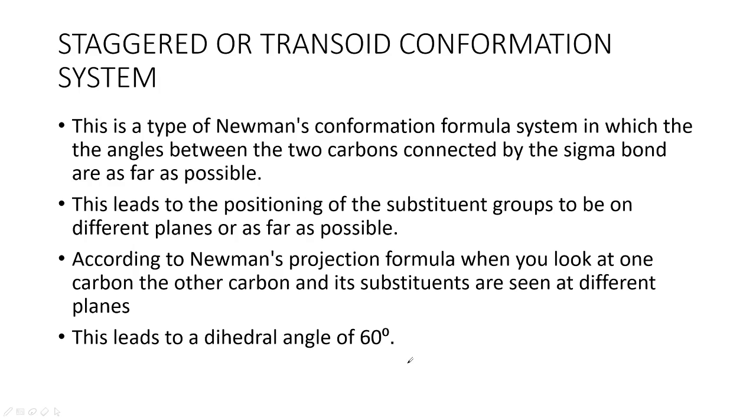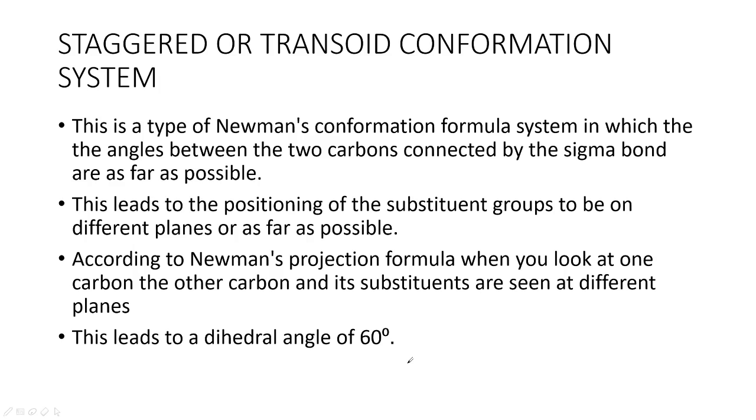So let's go. Now this is the staggered or the transoid conformation system. Like I said, it's also called the skewed conformation system. This is a type of Newman conformation formula in which the angles between the two carbons connected by the sigma bond are as far as possible. This leads to the positioning of the substituent groups on different planes, as far as possible. Just like in the eclipsed or cisoid conformation system the angle was as close as possible, this is the opposite, as far as possible.